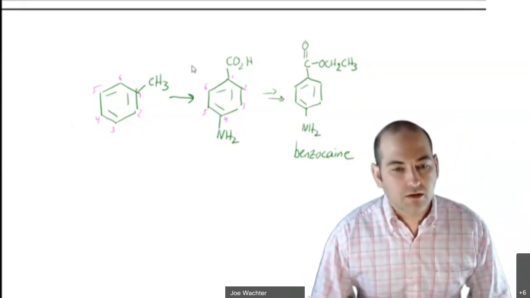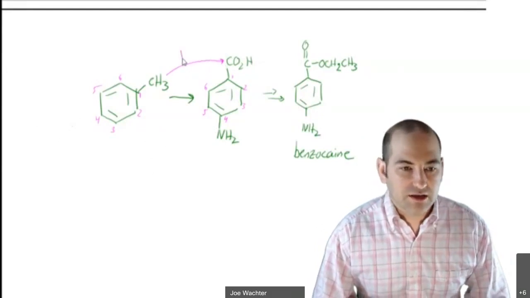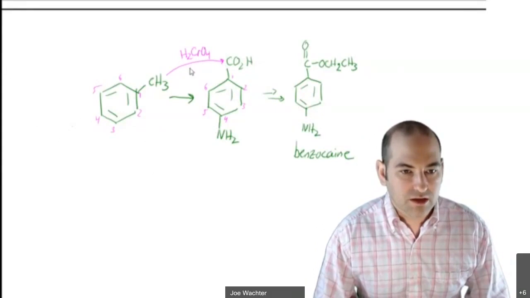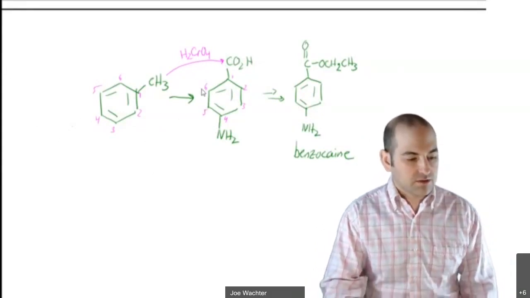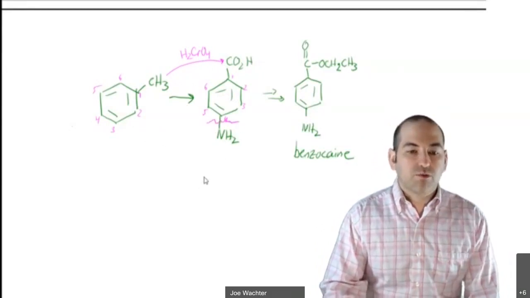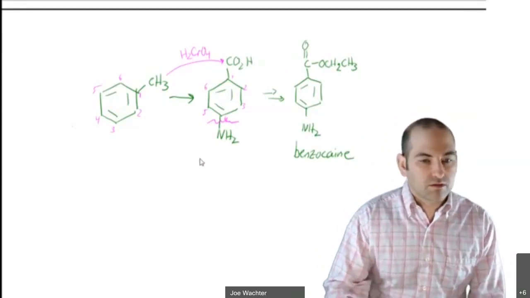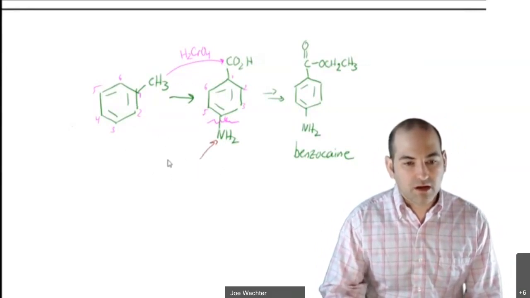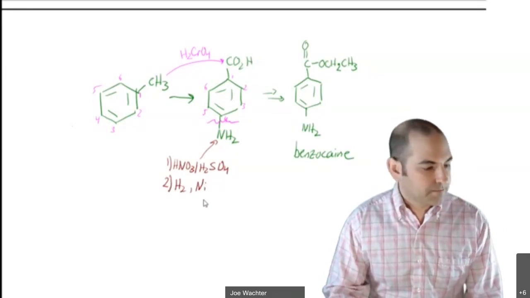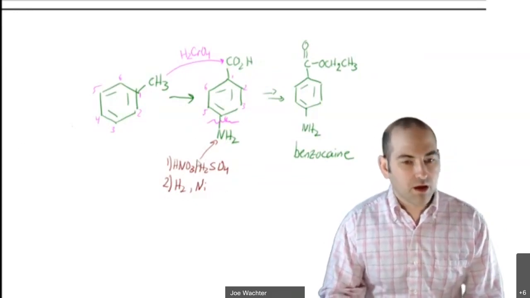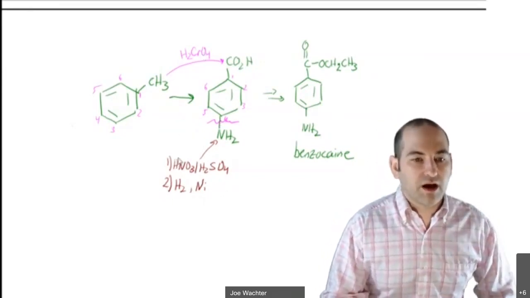So the methyl group is going to get oxidized at some point with some chromic acid, right? I think we talked about that already. So you suggested that. So then the other piece of this is to put on the amine. And as we said earlier, to put on the amine is going to be first a nitration, and then a reduction. Yes, three steps, right. So we've got to put on the amine and we've got to oxidize those two things.